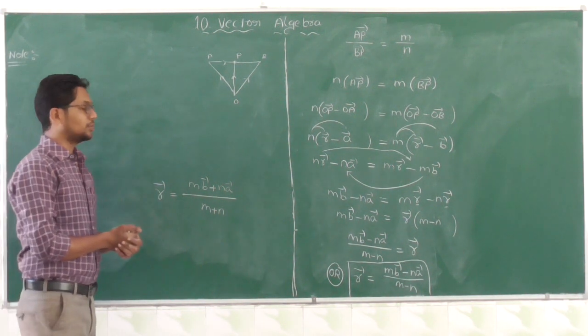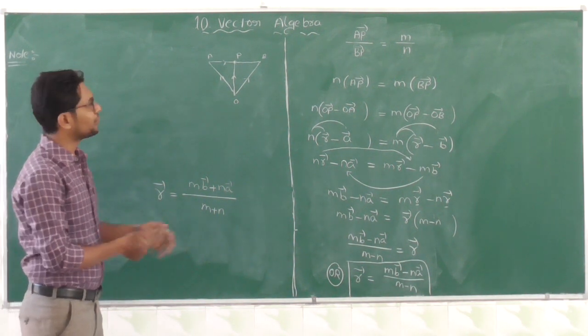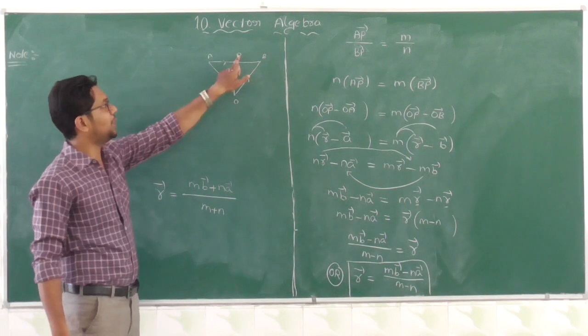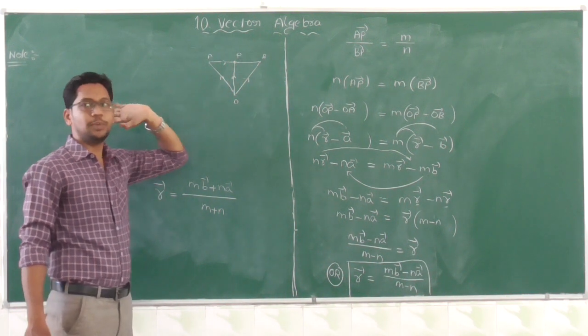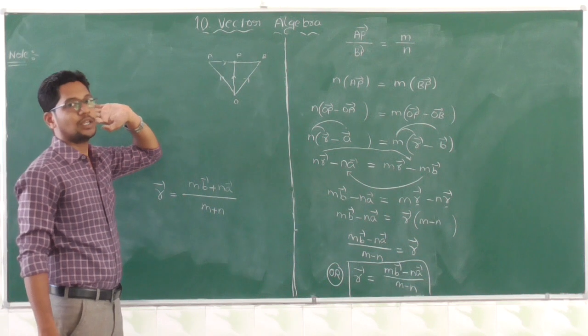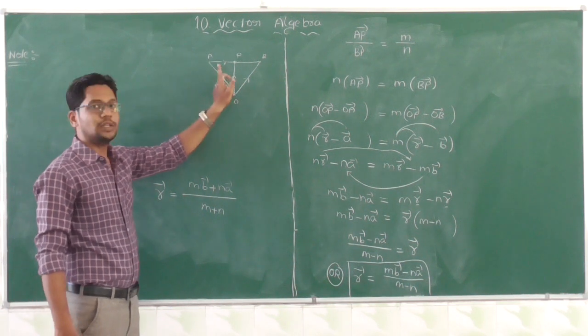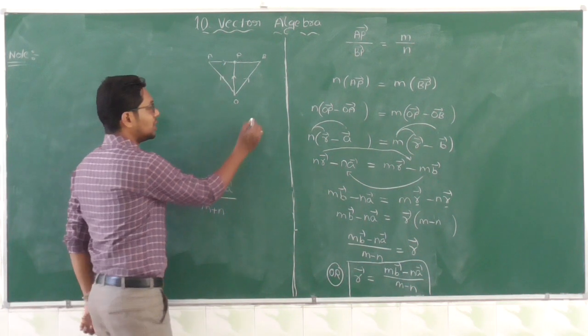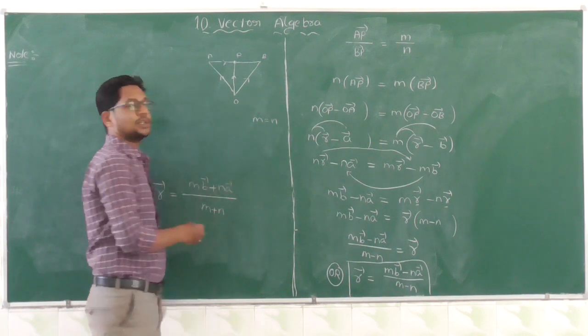Now, P is the midpoint of AB. Then the ratios are equal, that is, m equals n.